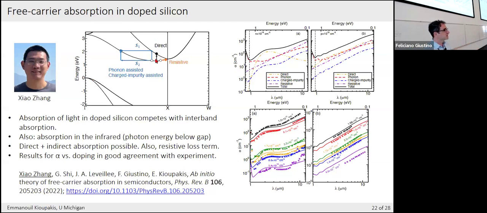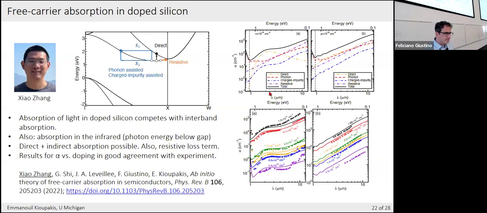And those free electrons can absorb light and go to higher conduction bands, right? They can absorb light in a direct way to go from the lower conduction to the next conduction band. They can absorb the light indirectly through the assistance of a phonon that gives extra momentum. And they can also have a resistive loss that can be accelerated and decelerated, and the energy of the light becomes heat through Joule heating. And so that's what Xiao did in his work.